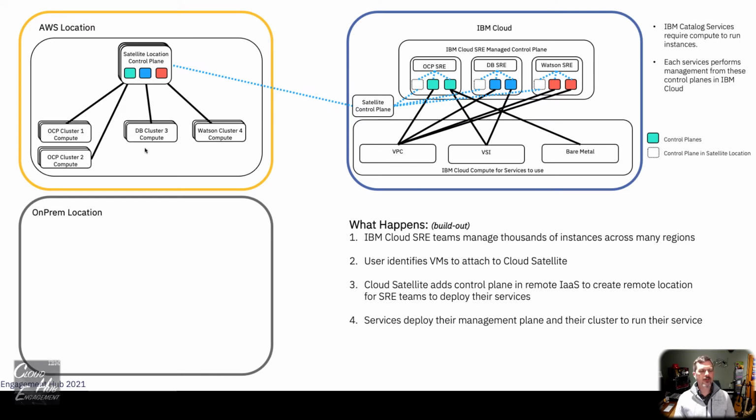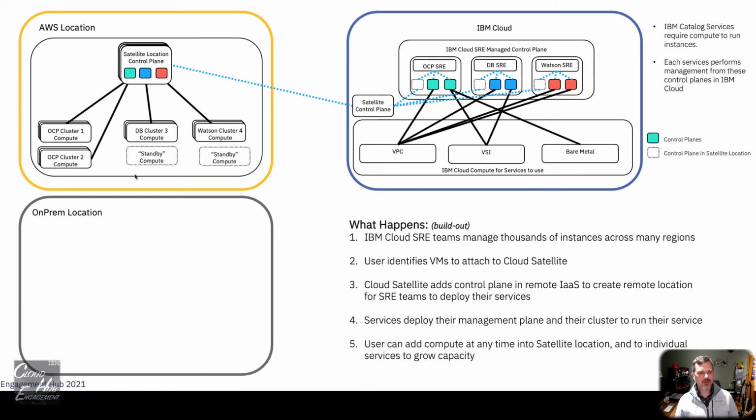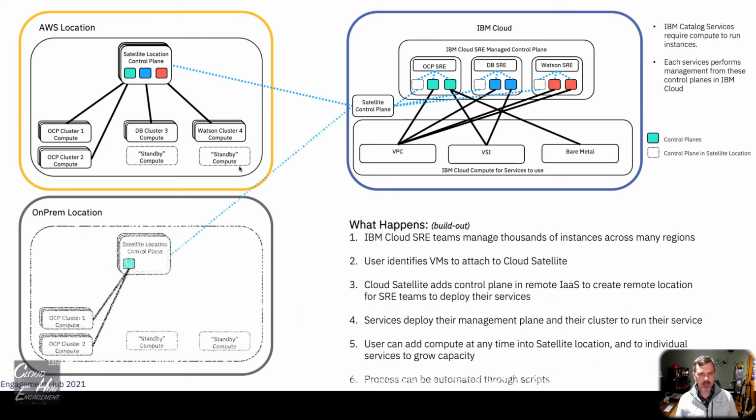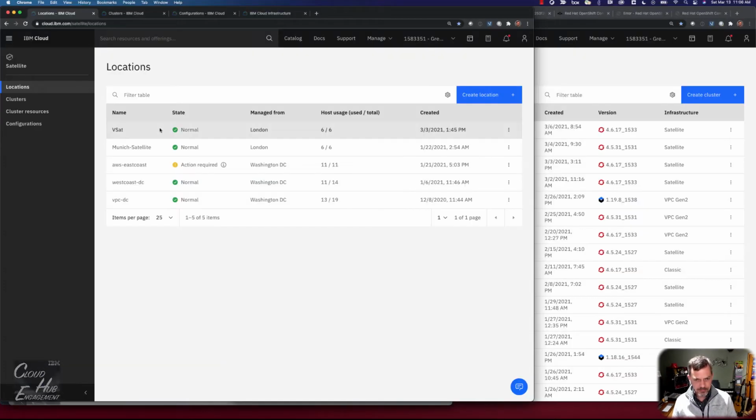Now, as a part of practice, I also am going to show what I call standby compute, where it allows us to grab VMs really quickly and apply them to either new instances, new services, or to add capacity to current ones. And then, of course, you can replicate that in any other location. So hopefully by the end you'll get a real sense of how IBM Cloud Satellite can help with this. All right, let's get started.